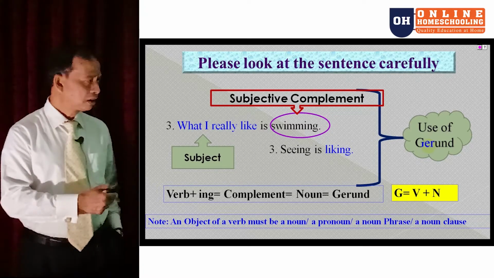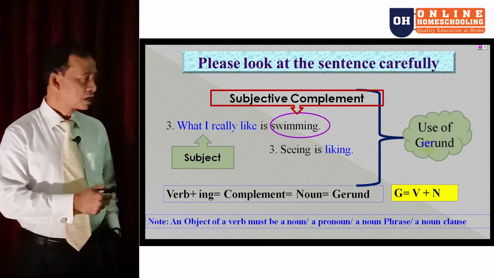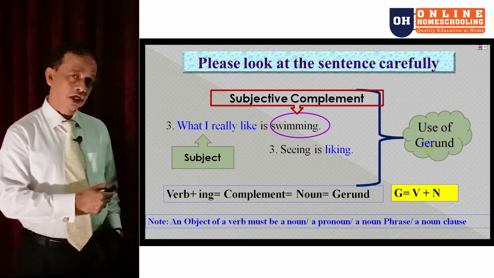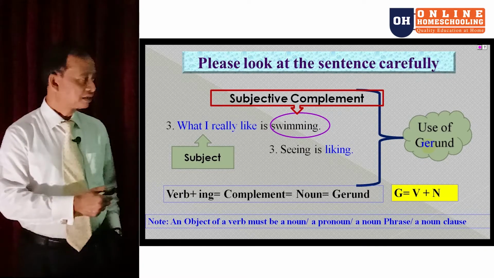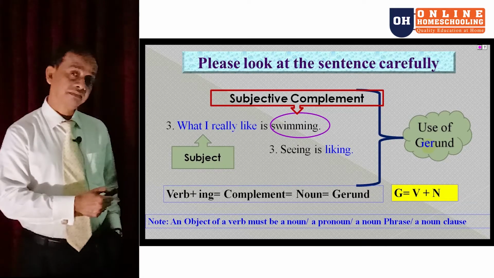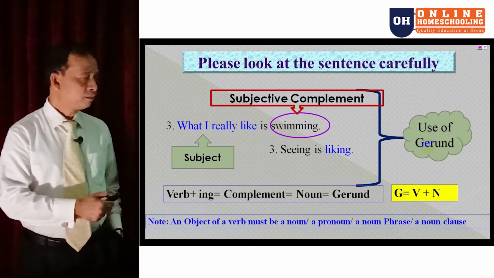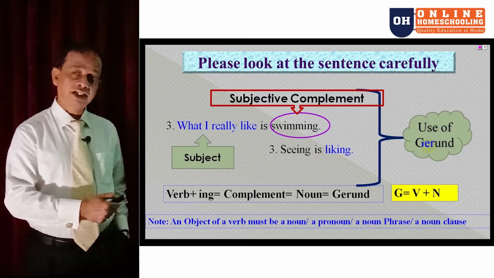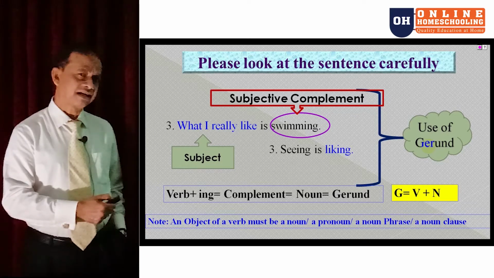Why? Because the whole thing, what I like, this whole thing is the subject. Look, the total blue colored words, this is the subject, and this is a clause. There is a subject here particularly, and this whole thing is the subject. Is here is the main verb, the main verb of the main clause, and swimming here is the subjective complement. I am going to explain why this is a subjective complement.